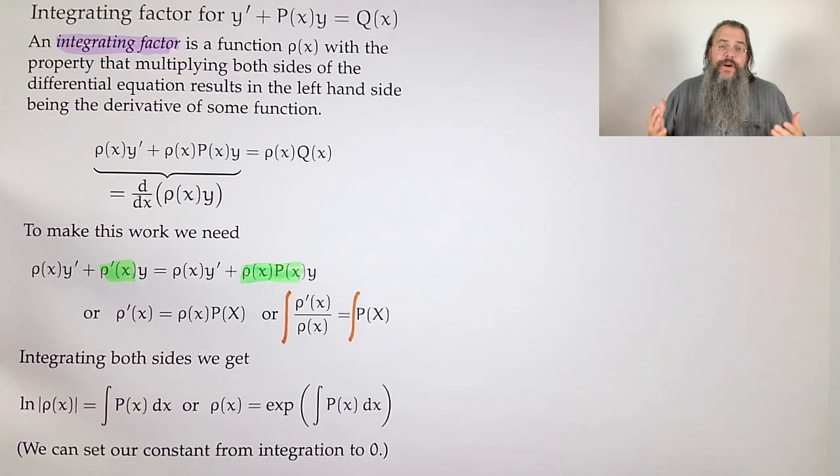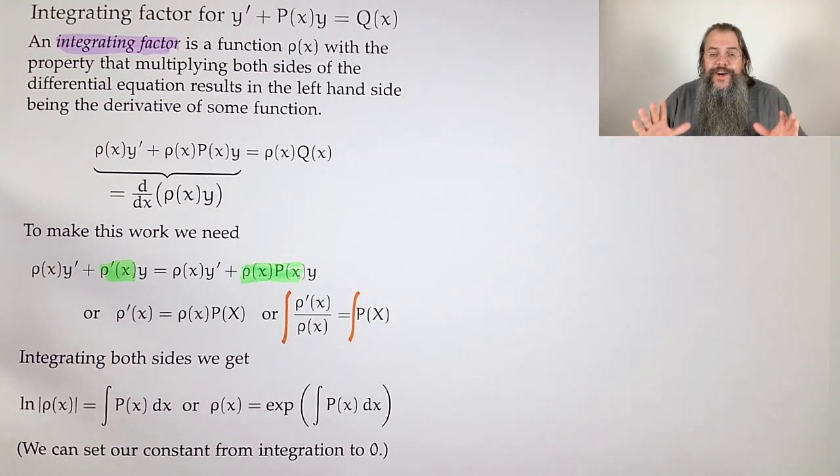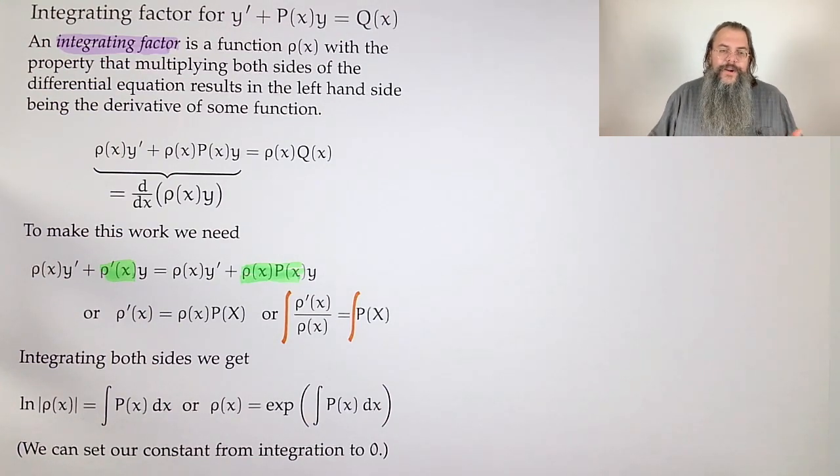So that's the beautiful part. So we have this nice integrating factor. We say, look, multiply both sides by this. Now you'll see there's a comment here at the bottom that says we can set our constant from integration to 0. And at this point you're probably thinking, wait, what? We get to force our constant to be 0? Don't we have to keep track of them? And wait, which constant? Where?